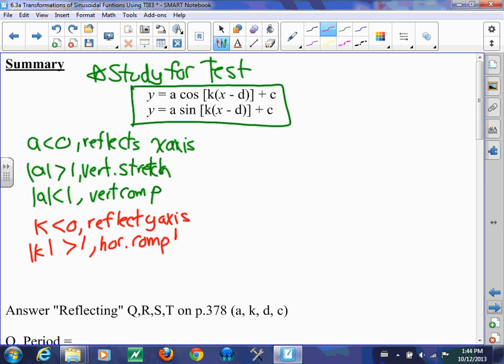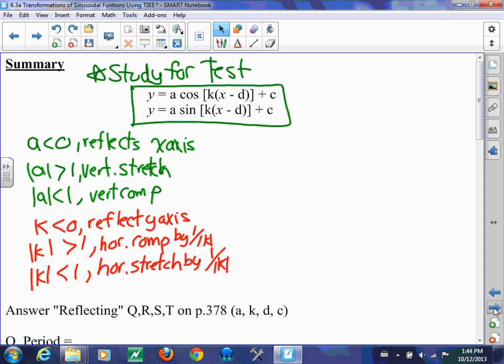Okay, don't forget it's by 1 over the absolute value of K, right? Okay, if the absolute value of K is less than 1, we call that a horizontal stretch. Again, by, don't forget, 1 over the absolute value of K. Trying to make that fit in there. All right. Dealing with our other letters, so those deal with our stretches and compressions and reflections.